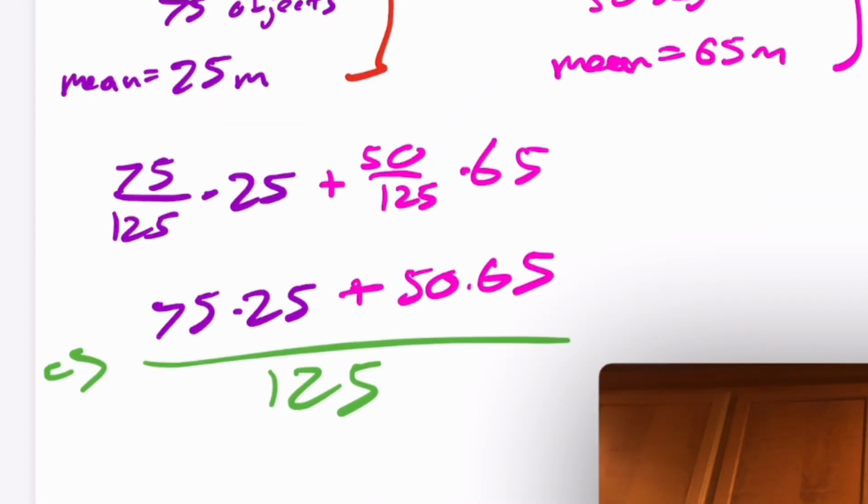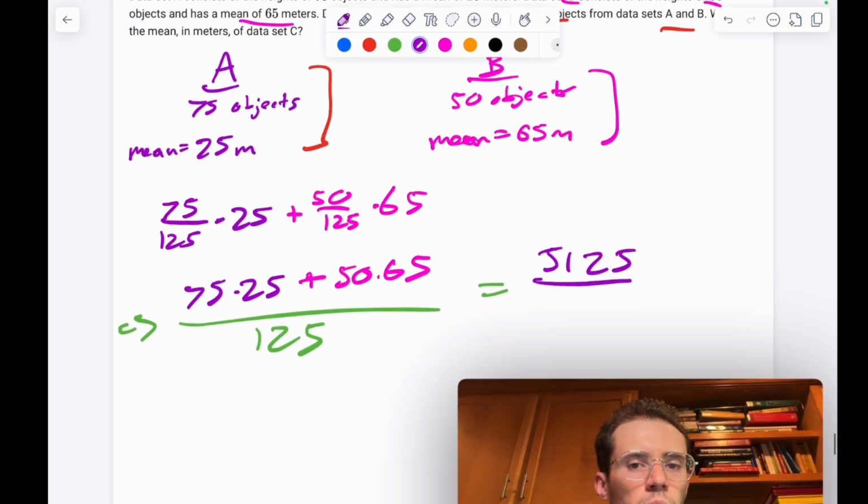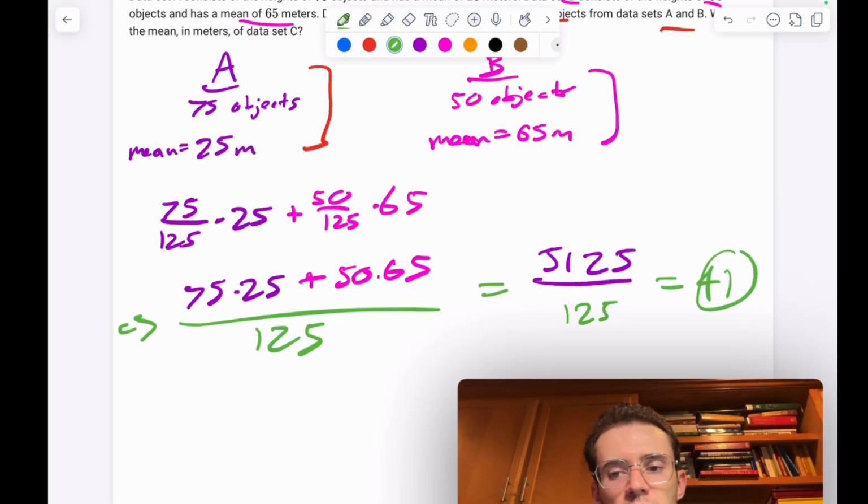75 times 25 plus 50 times 65 gives us a total height of 5125 for all 125 objects. Divide that by the number of objects, divide by 125, gives us 41. All right, so 41 should be our answer.